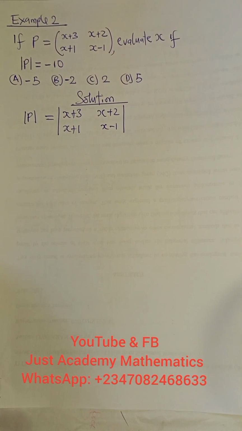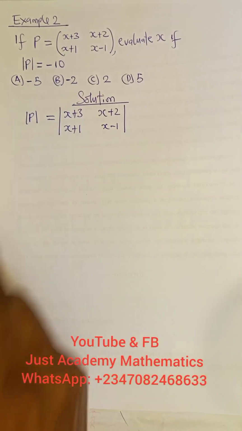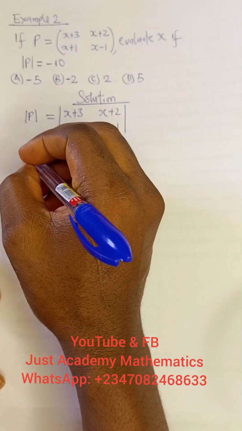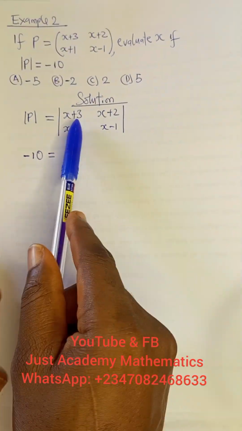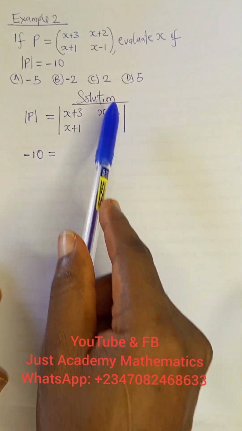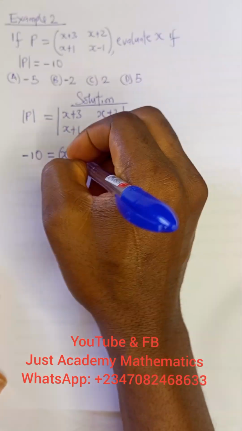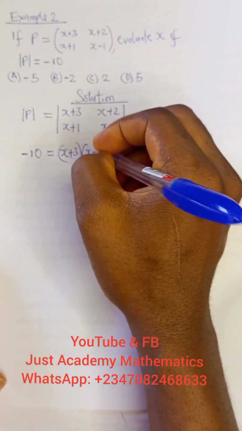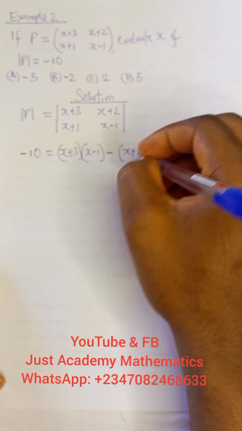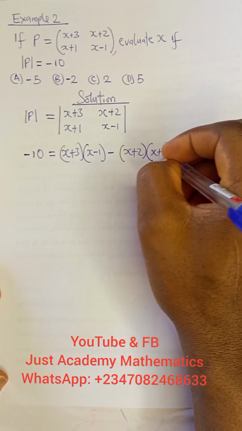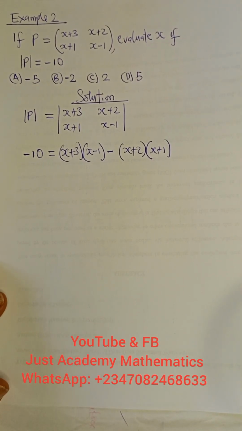So what does that imply? In this equation here, anywhere we see determinant of P, we can replace it with minus 10. So we'll put minus 10 here, is equal to, what does this mean? This times this minus this times this. So let's do that. We have s plus 3 times s minus 1, minus s plus 2 times s plus 1.